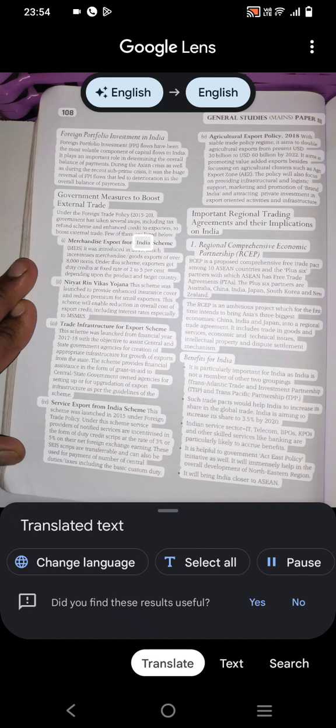Merchandise Export from India Scheme, MEIS. It was introduced in 2015, which incentivizes merchandise goods exports of over 8,000 items. Under this scheme, exporters get duty credits at fixed rate of 2 to 5% depending upon the product and target country.